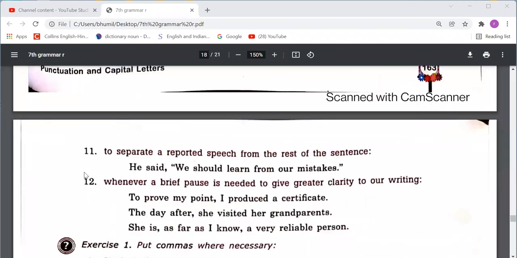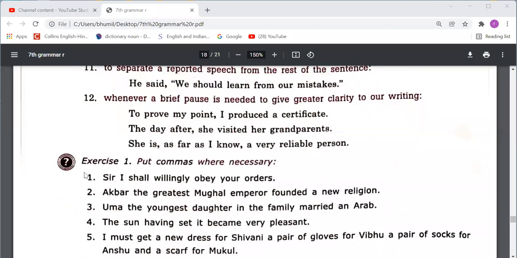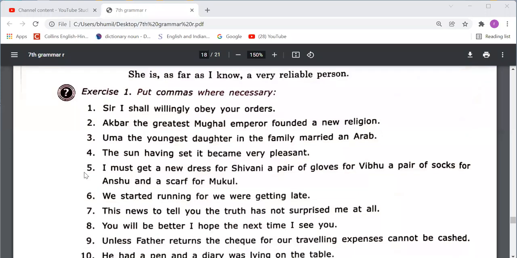Now, dear students, on the behalf of this understanding, I want to do this exercise with the help of you. Exercise 1, put commas where necessary. You have to put only comma, nothing else, where there is a need of using the comma. So now you will let me know where we have to use the comma. Sentence number first, Sir, I shall willingly obey your orders. So where we have to put the comma, who will let me know?